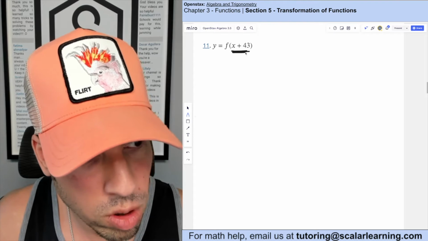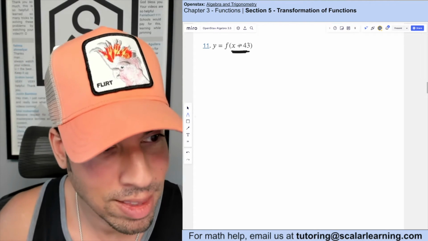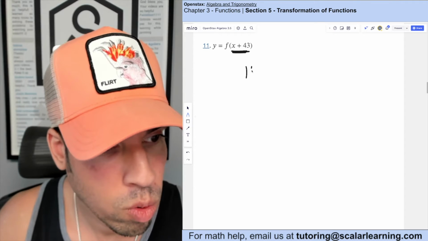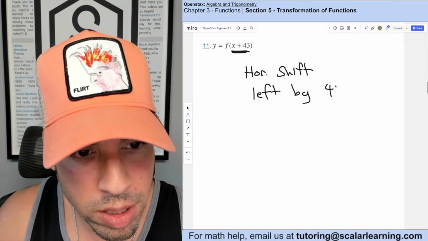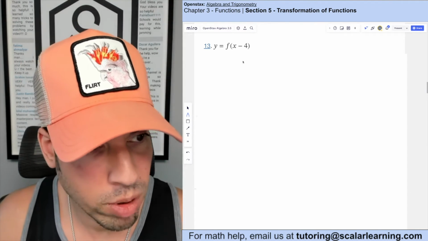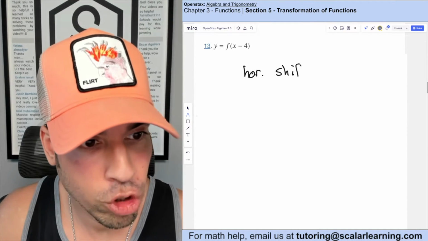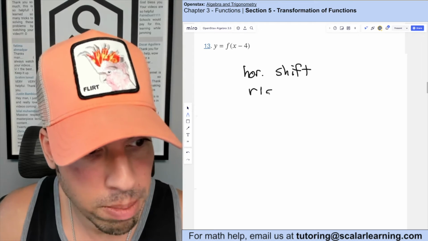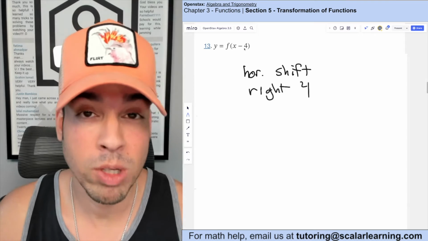So here we're just identifying the transformation occurring. This is a horizontal shift because it's being added to the input. And which way, left or right? It's left because it's plus. So horizontal shift left by 4. For this function, since the change is occurring to the input, it's a horizontal shift, but what specifically? A horizontal shift to the right by 4. Again, when it's minus, we're actually going to the right. If it was plus, it'd be going to the left.